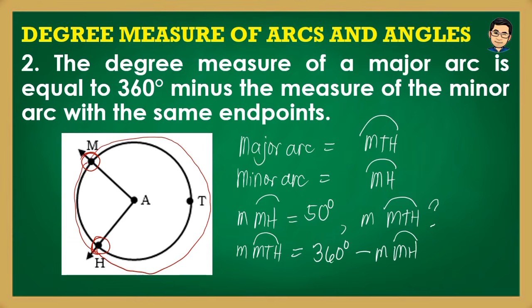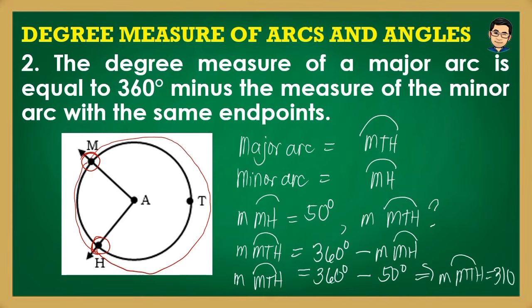What is the measure of arc MH? It is 50 degrees, right? So we just do 360 degrees minus 50 degrees. So the measure of MTH is 310 degrees. Sir, how did we get 310 degrees? 360 minus 50 degrees is 310 degrees. And then, to check, 310 degrees plus 50 degrees is equal to 360 degrees, one rotation of a circle.